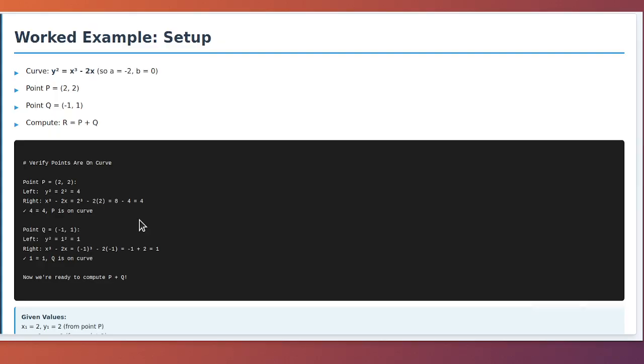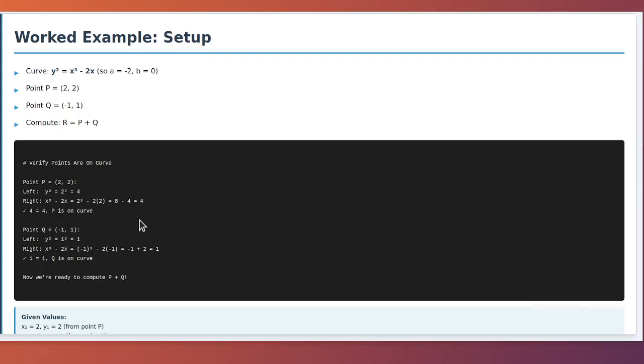Take P equals (2, 2). Is this on the curve? Let's check. Left side is y squared equals 2 squared equals 4. Right side is x cubed minus 2x equals 2 cubed minus 2 times 2 equals 8 minus 4 equals 4. Yes, 4 equals 4, so P is on the curve.